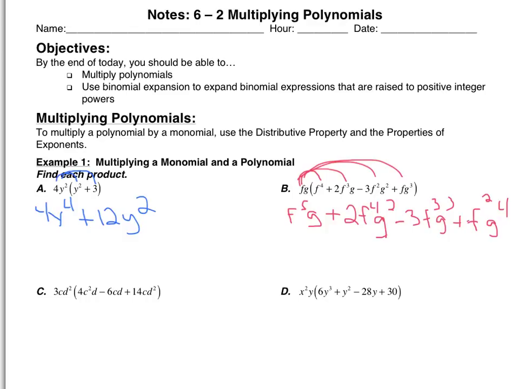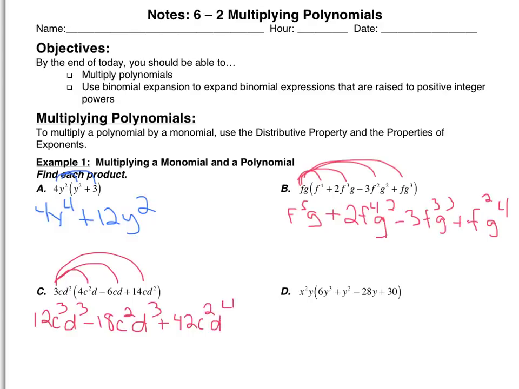In our next problem, we have 3cd squared times 4c squared d, so 3 times 4 is 12. C times c squared is c cubed. D squared times d is d cubed. And then we have 3 times negative 6 is negative 18. C times c is c squared. D squared times d is d cubed. And then we have 3 times 14 is a positive 42. C times c is c squared. D squared times d squared is d to the 4th.